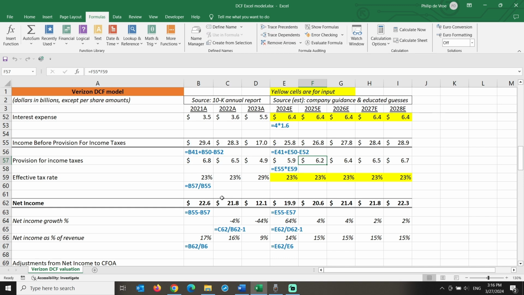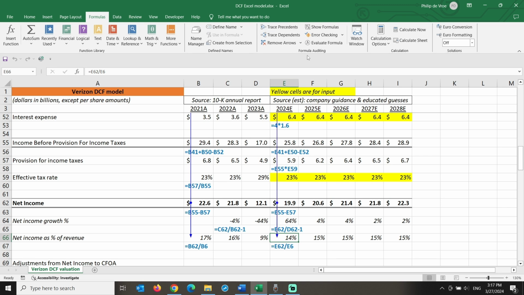Net income, or the bottom line, gets us to the end of the income statement or P&L: income before provision for income taxes minus provision for income taxes. Just like with operating income, it is useful to do both some horizontal as well as some vertical analysis. Horizontal: current year net income divided by prior year net income, deducting 1 from the outcome. Vertical: net income as percentage of revenue.